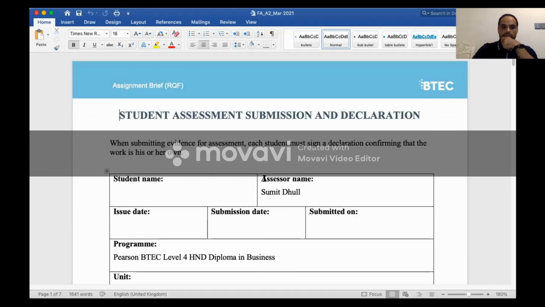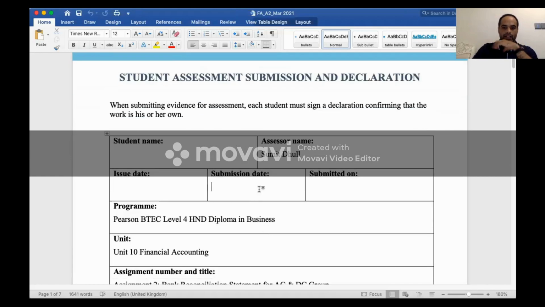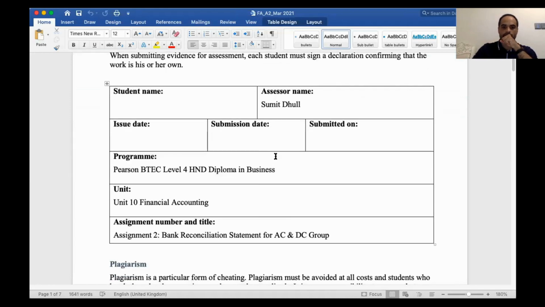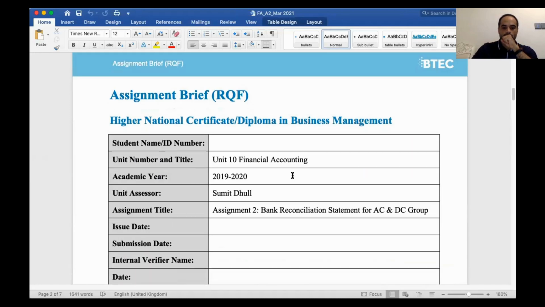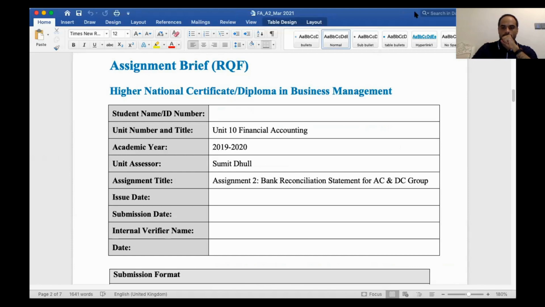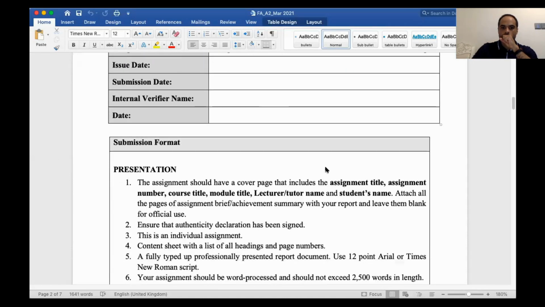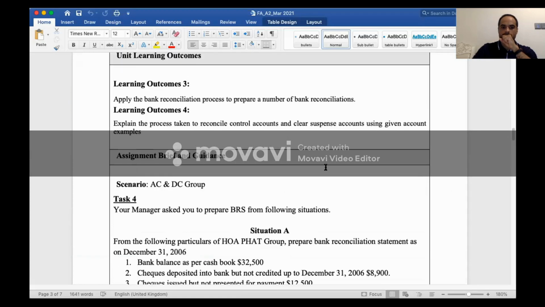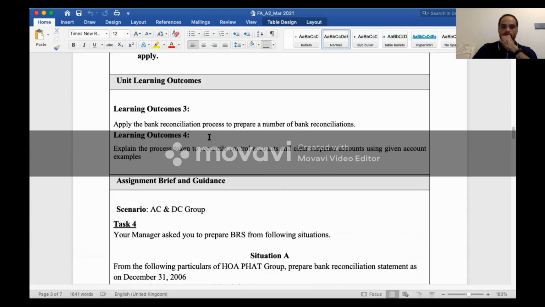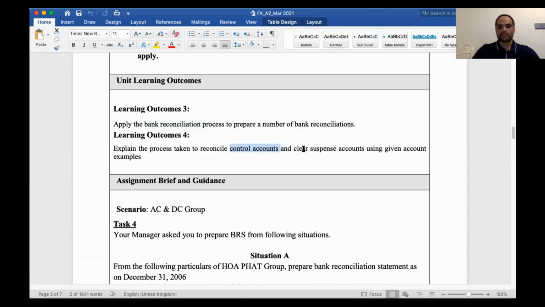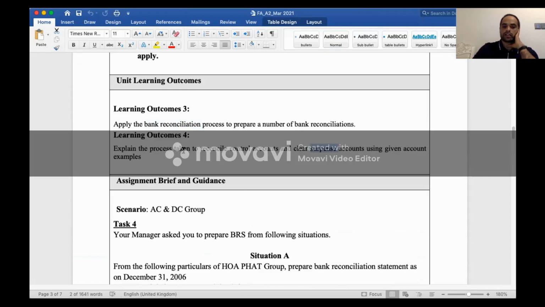Yes, we have to decide the submission deadline. Let's have a look at the assignment first, and then we come to the submission deadline. So your assignment, as I mentioned, has 2 learning outcomes, 3 and 4. Just one task, which is the bank reconciliation process. And the second one is the control accounts. And of course, some suspense accounts you have to prepare. What control accounts and suspense accounts are, I will explain when I start discussing learning outcome 4.